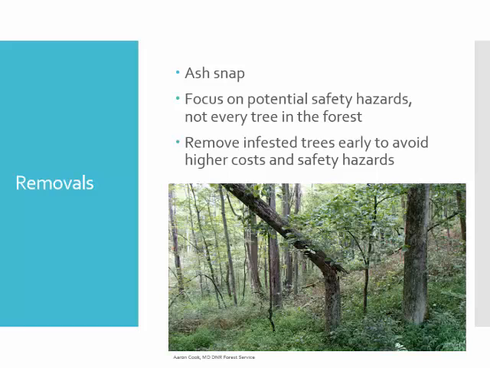Okay, removals. So this applies to places where you've got ash trees growing near homes or roads or some kind of target that would be impacted. When ash trees become infested, they become really dry and brittle, and they tend to snap very quickly after becoming infested. This is a picture of what that looks like. This is from out in Washington County.